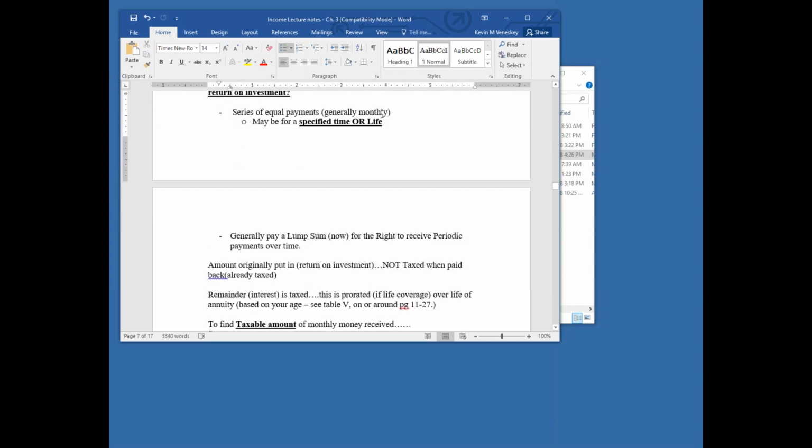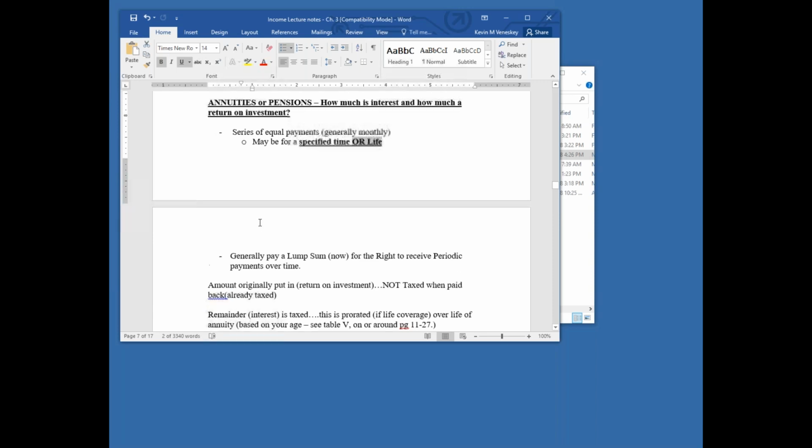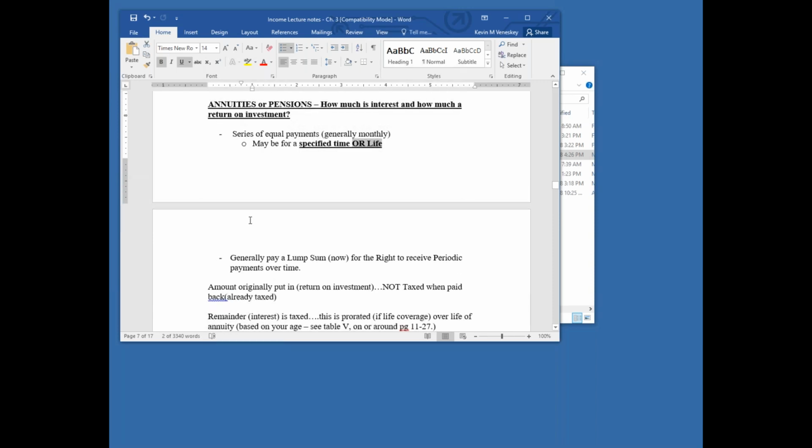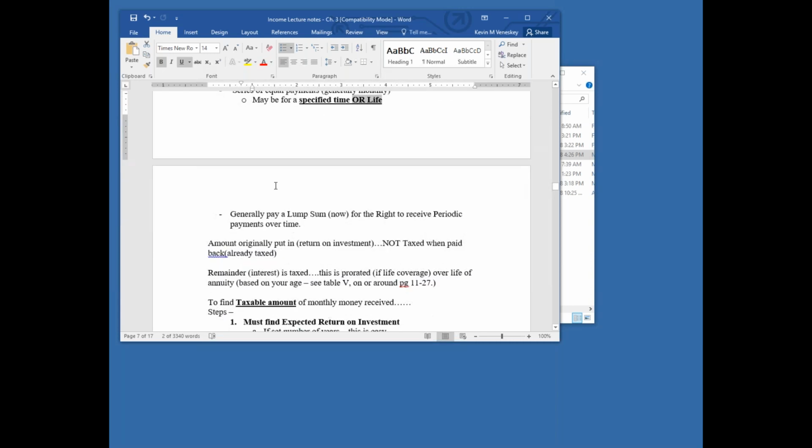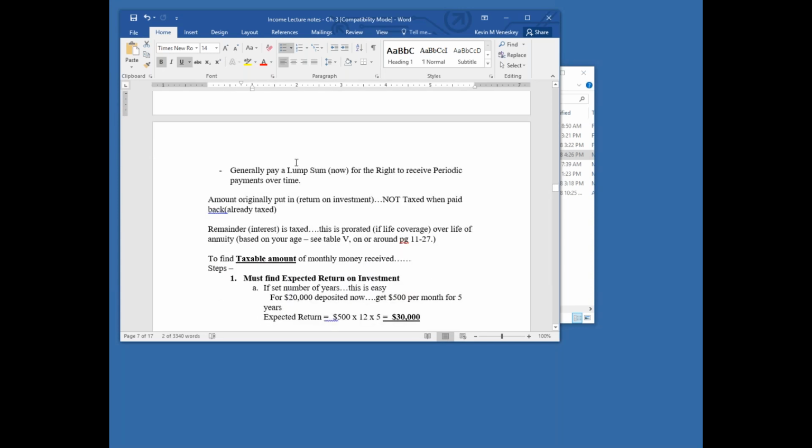What becomes a little bit tougher then is if it's an annuity over a lifetime. If it's an annuity over a lifetime, then you don't know how much you're going to get back. It's not just a nice neat $1,200. You may get less back than you put in because you died early, or you may get a lot more. So how much interest then should you have to record versus how much is a return on investment? That's something we can figure out using some tax tables that we have in our book.